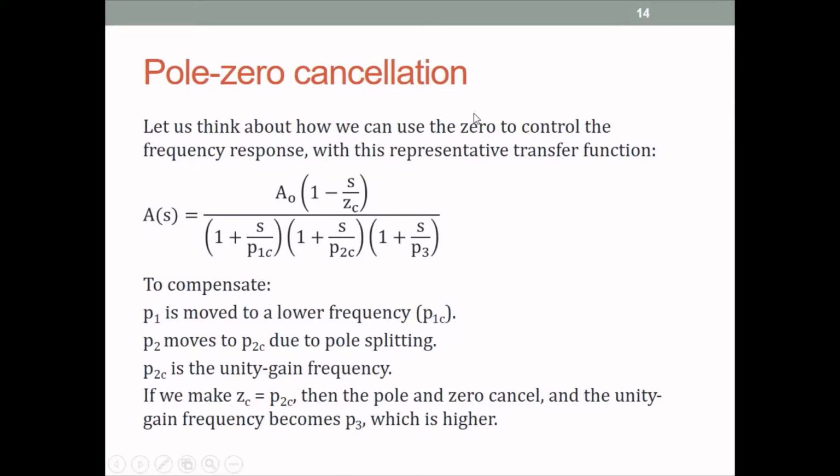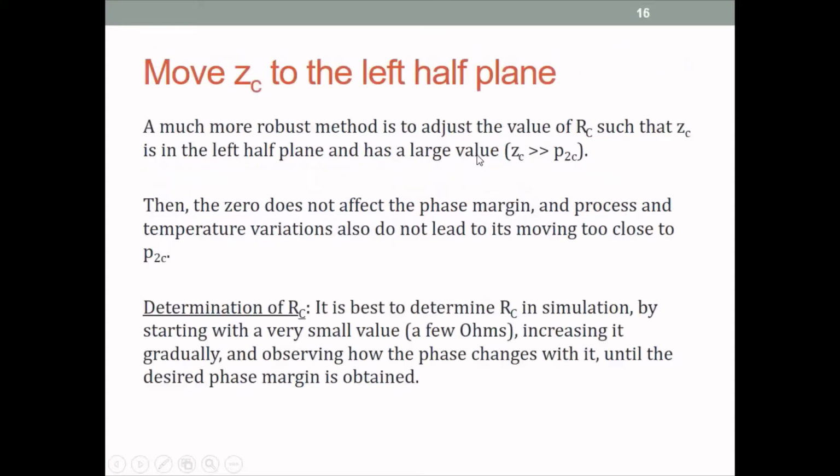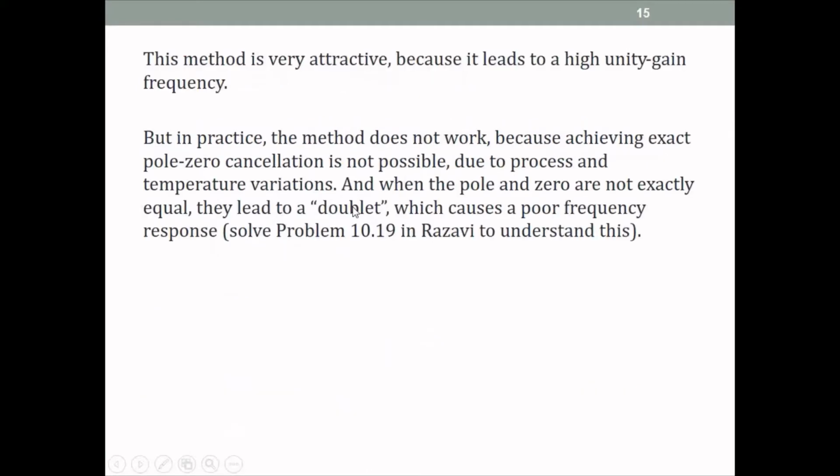This process is called pole zero cancellation. This is not done in practice. Alright, but it's good to know about and good to know that one should not do it. So what is done? Let me mention this. What happens is, let us say we design a circuit to make them equal, and then due to process and temperature they are not equal. This P2C and ZC are not equal. They will not be highly unequal, they will be somewhat unequal, and when a pole and zero are slightly unequal from each other, they cause what is called a doublet.